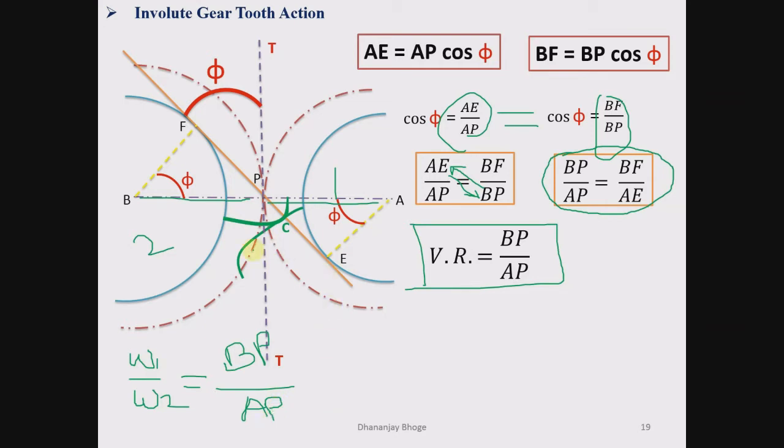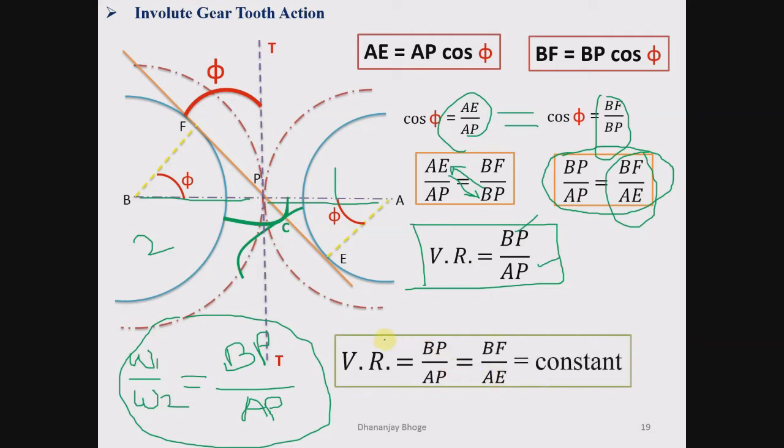Pitch point divides the center line in the inverse ratio of angular velocities of two mating gears. So that's why velocity ratio is BP upon AP. But BP upon AP is equal to BF upon AE. So let us substitute this. So what we get? Velocity ratio is BP upon AP, which is also equal to BF upon AE.